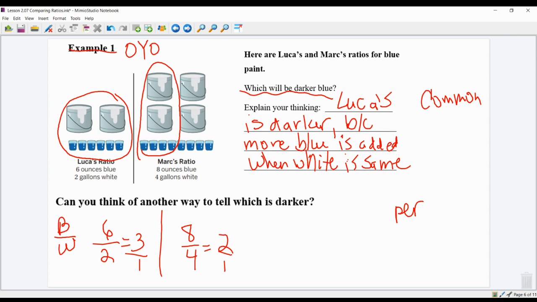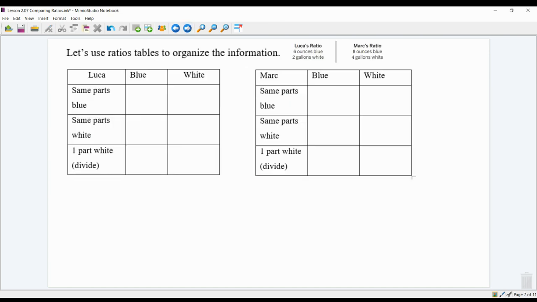Okay, so now I'm going to take that information, I'm going to put it into a table just to show you a different way to organize the information. Blue is 6 and white is 2. Blue is 8 and white is 4. So now I'm going to do the math and show you how it's organized here. If I make the same parts blue, I've got a 6 and an 8, and if I skip count to make a common multiple, I get 24.